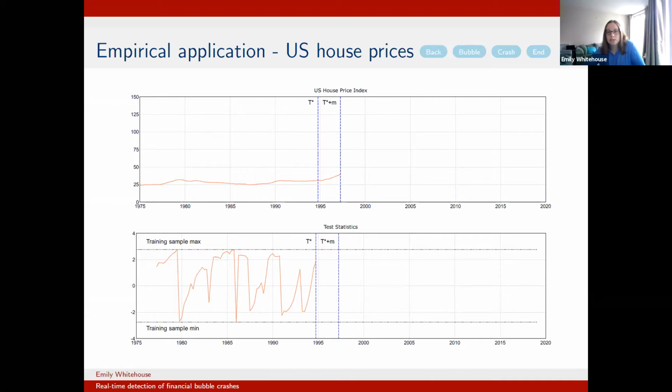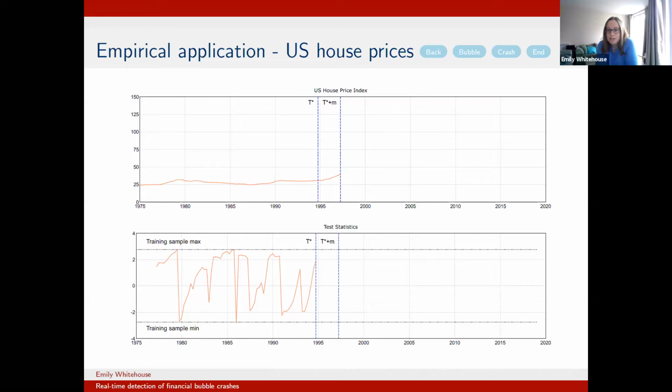And what we've got here is this top graph is the actual data itself, the house price data. And on the bottom graph, I'm plotting the values of the test statistics. So we need to imagine that it's 1997 and we want to start monitoring for a bubble in house prices. And I pick my M, my window length of 10 observations, and everything else becomes my training sample.